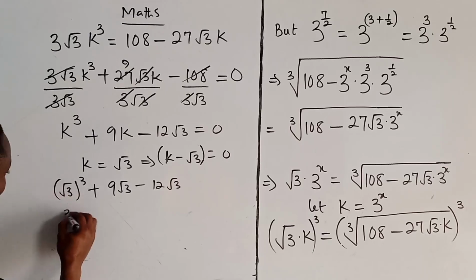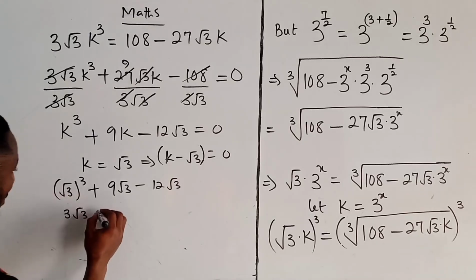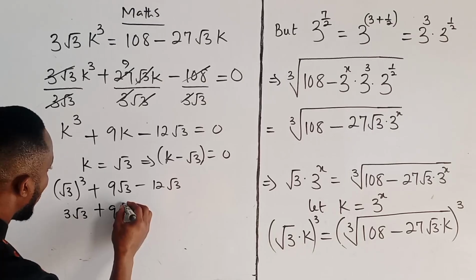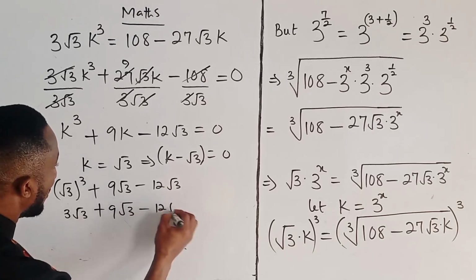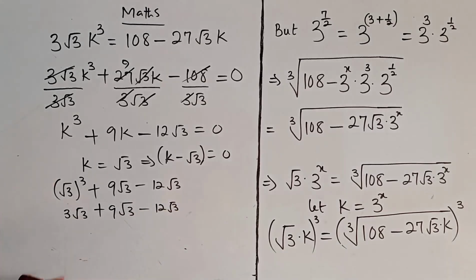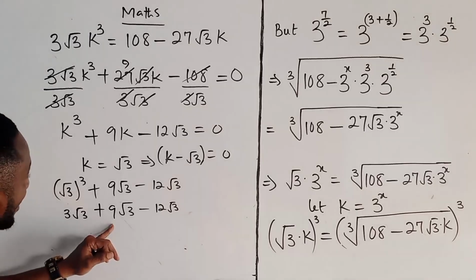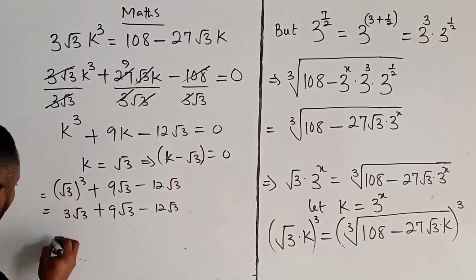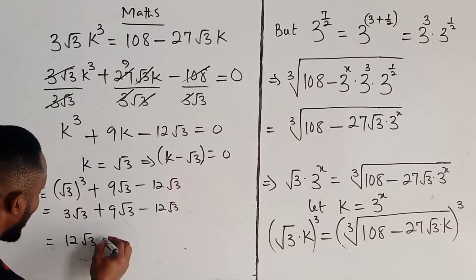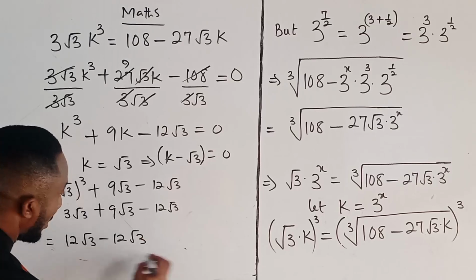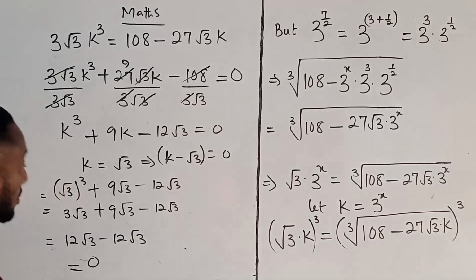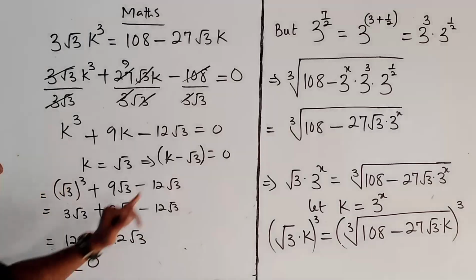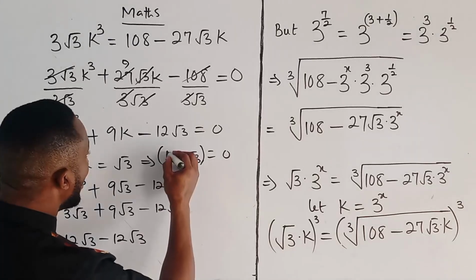Rad 3 cube is 3 rad 3. Plus 9 rad 3 minus 12 rad 3. 3 rad 3 plus 9 rad 3, that's 12 rad 3. It's going to be 12 rad 3 minus 12 rad 3, and this is actually going to give us 0. So we can then say that k minus rad 3 is a factor.